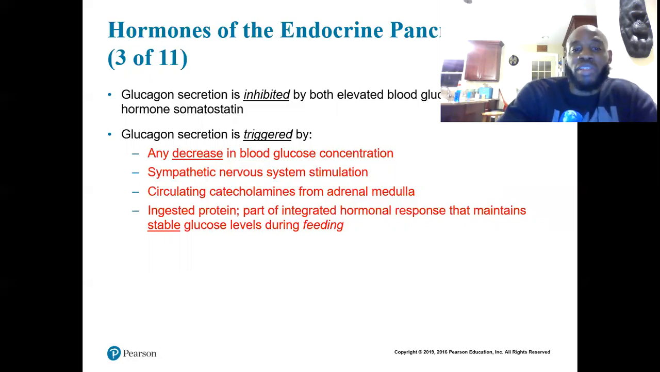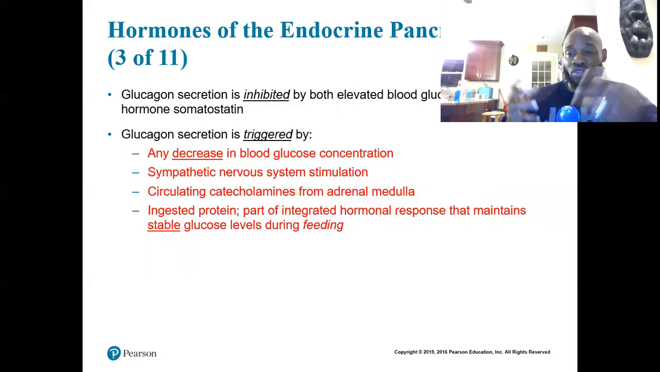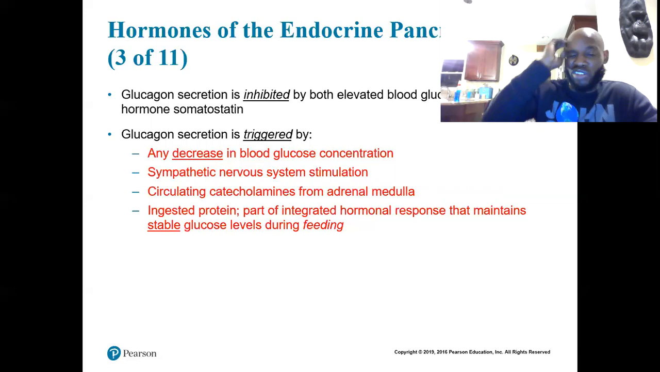Your sympathetic nervous system, you're in fight or flight, you need energy. Glucose is energy. Circulating catecholamines from adrenal medulla, that's your epinephrine, are going to also trigger your sympathetic nerve. That's helping the same triggers as your sympathetic nervous system. Those will also stimulate glucagon.